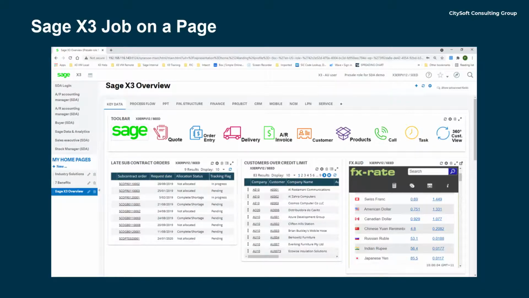There are multiple ways to present information in Sage X3 which appear to satisfy both millennials born in the era of the internet and Gen Xers who've grown up using horizontal and vertical menus to navigate around their ERP system. Graphically rich landing pages, shortcuts, and favorites, plus visual and highly configurable processes provide system users a job-on-the-page experience.